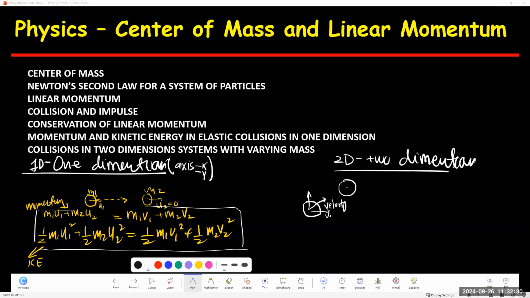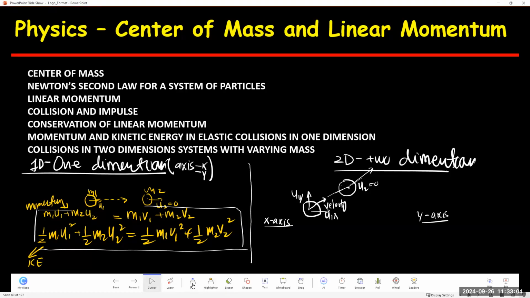I can call them u1x, u1y. Here, this ball is stationary, so u2 is 0. But after this ball hits, this ball may also go there. So it also has a velocity with some component in the x direction and some in the y direction. So I'm going to write the equations along the x-axis and y-axis. I'm going to write the equation for momentum. Let me just draw a line here so we're not messed up.